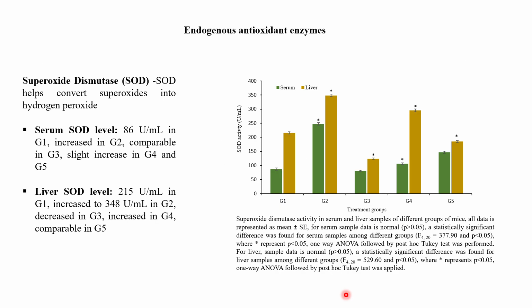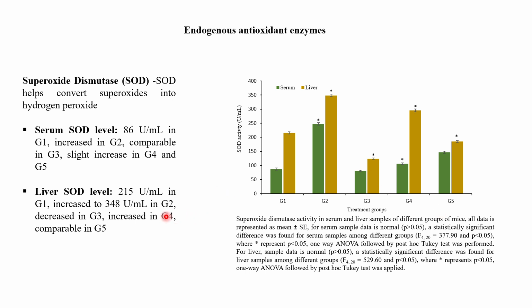For endogenous antioxidant activity, we use the superoxide dismutase assay. SOD helps convert superoxide into hydrogen peroxide. As you can see here, group 1 shows the reading per serum of about 86 units per ml, and it has increased in group 2. Groups 3 and 4 are comparable, and group 4 also increased slightly.